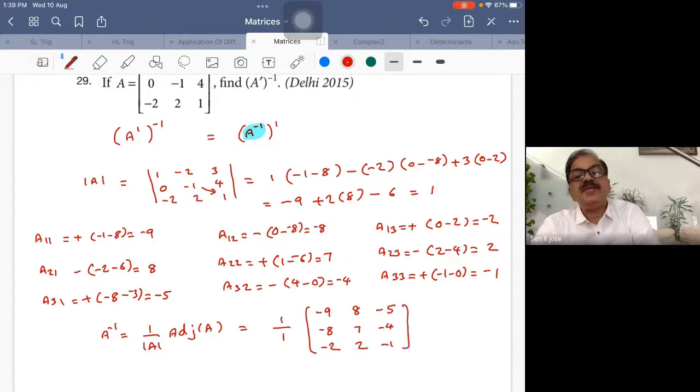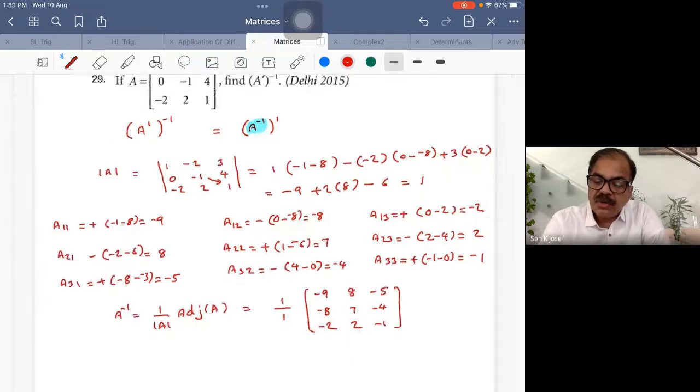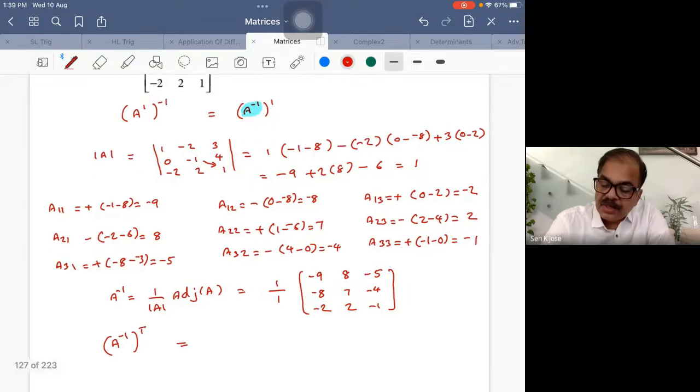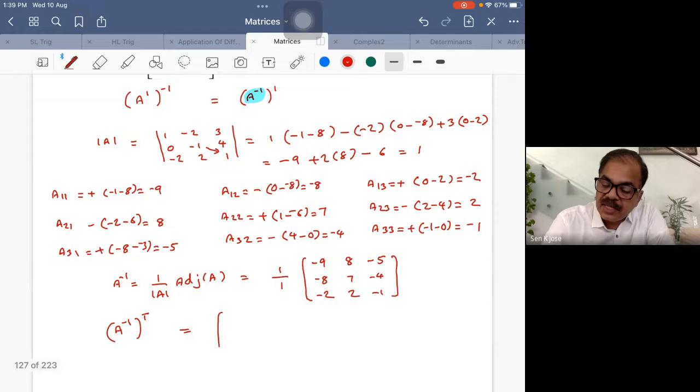So that's A inverse. But your question is not to find actually A inverse. Your question is to find out A inverse the whole transpose. They didn't say A inverse the whole transpose, but that's the equivalent form we know. So A inverse the whole transpose. Take the transpose of this. Minus 9, 8, minus 5, minus 8, 7, minus 4, negative 2, 2, and negative 1.